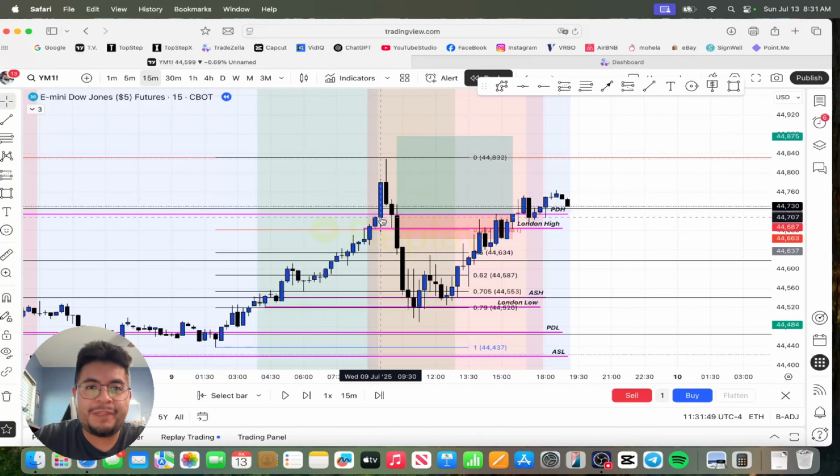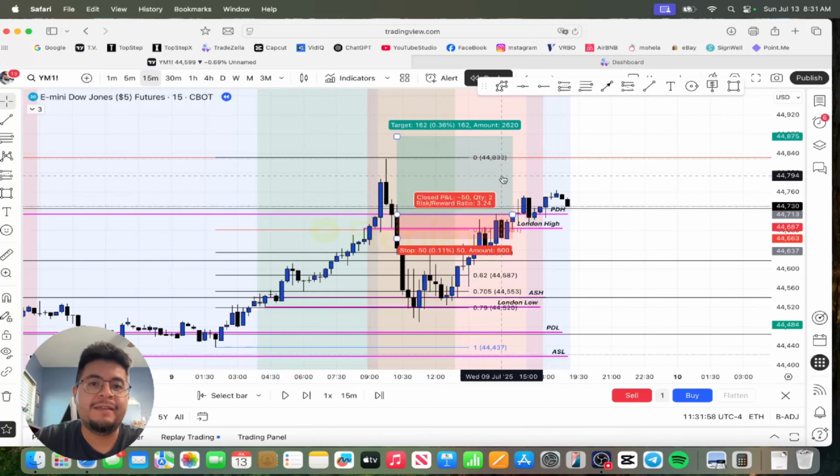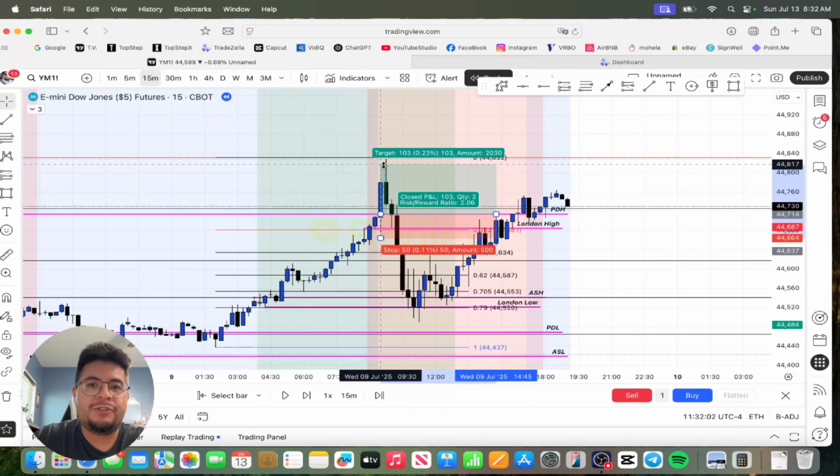Actually, there was this retracement back to London high that I caught going up here, from here to here, and then it came back down and I moved my stop loss and I lost. It was actually this trade that I had caught a 1 to 2 on.